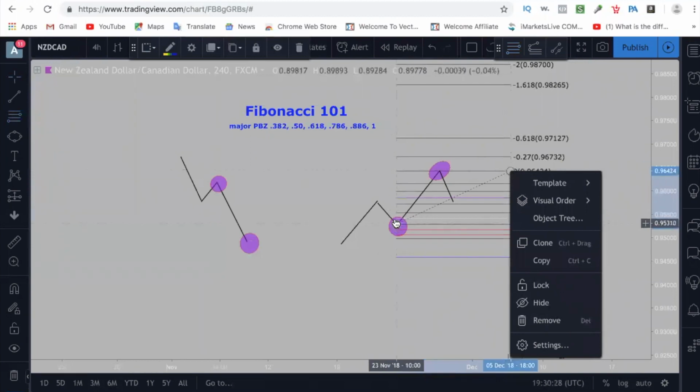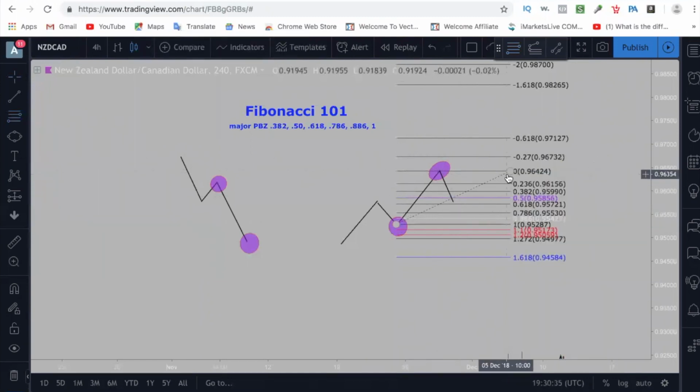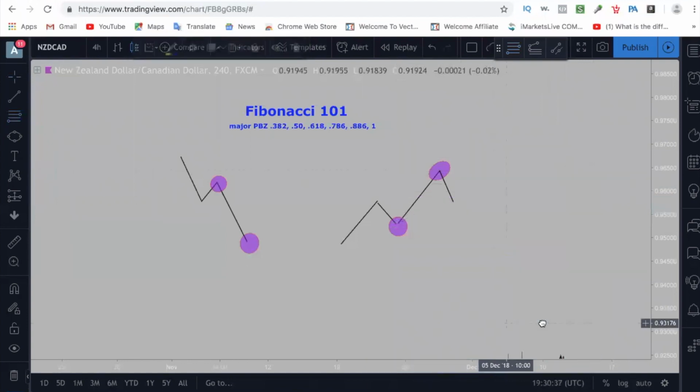You draw it from past structure low to new structure high, and you're waiting to see how far it's going to pull back. Well, Adrian, how do I know when it's going to pull back? Well, see, that's the thing. You plot the Fibonacci once you see the pullback. It is not our job to predict this, ladies and gentlemen.